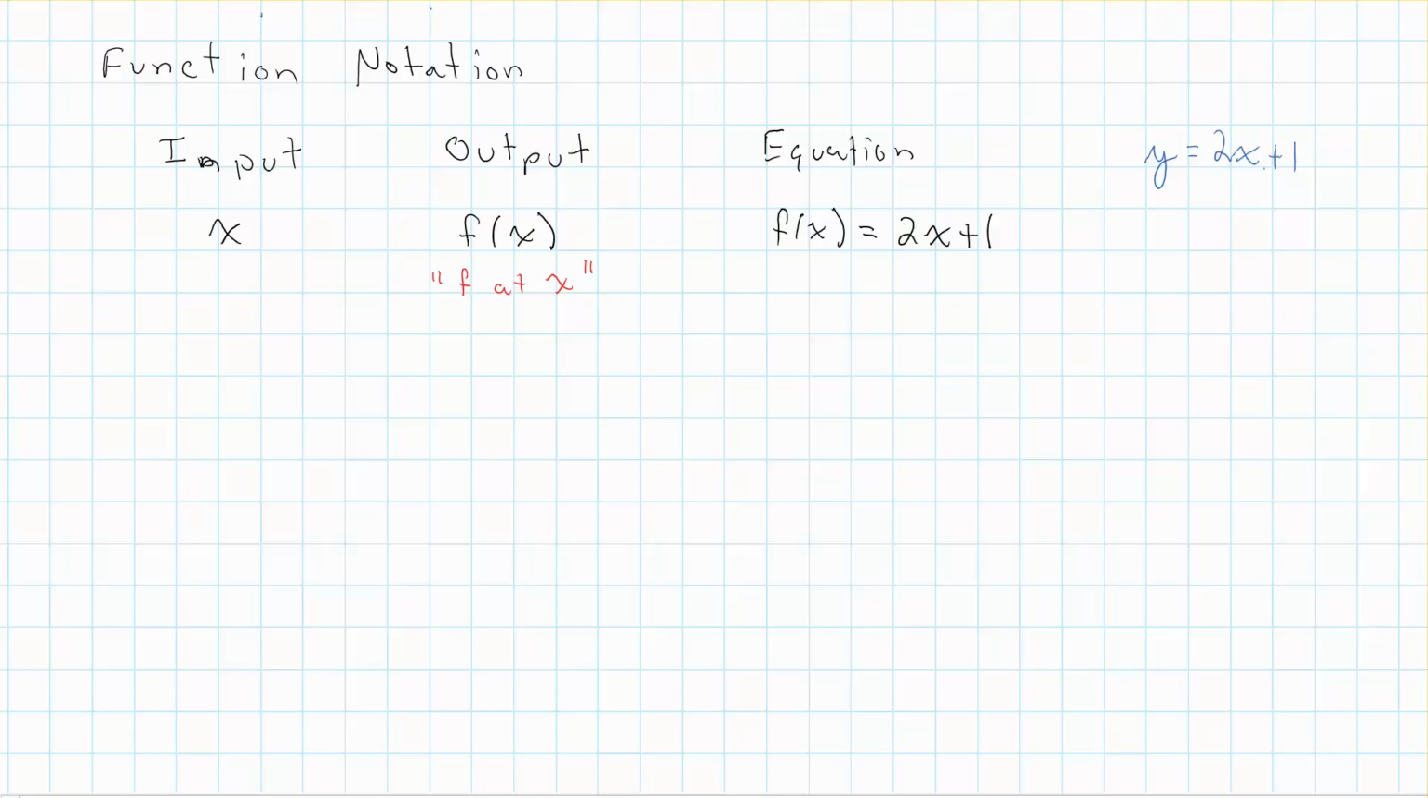Now, as I said, it doesn't have to be x and f at x. You could have g at x, h at x, or for instance, you might not even have x. You could, for instance, have a variable t, and then maybe your output is s at t. And then the equation is s at t equals 3t squared plus 5t minus 1. And it doesn't matter that I've used t now. That's just my horizontal variable. s at t is my vertical variable, and then that's my equation.